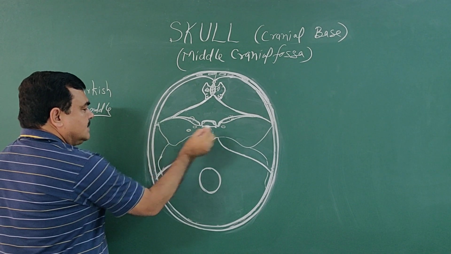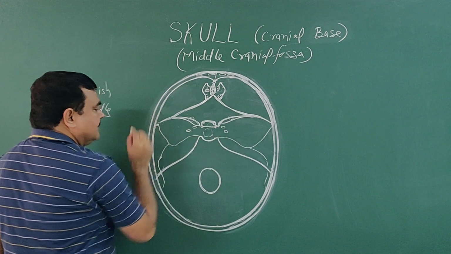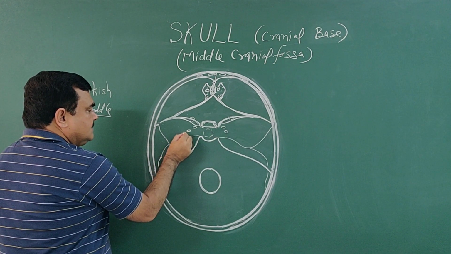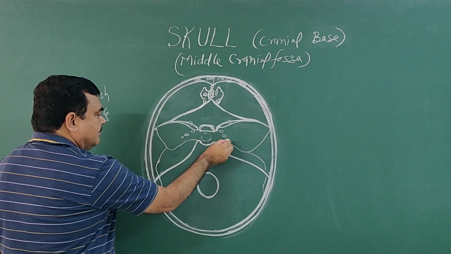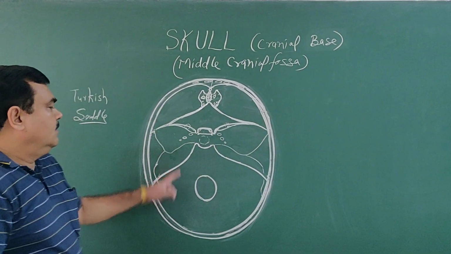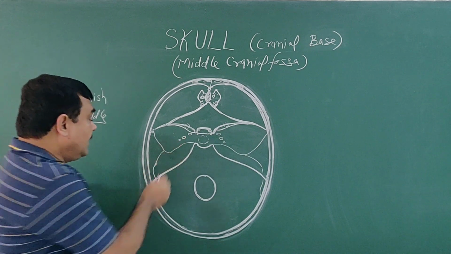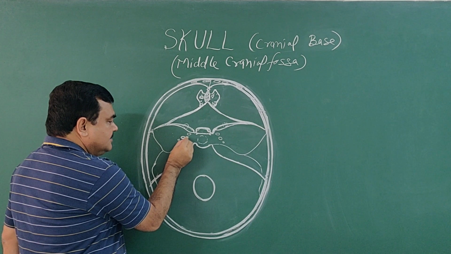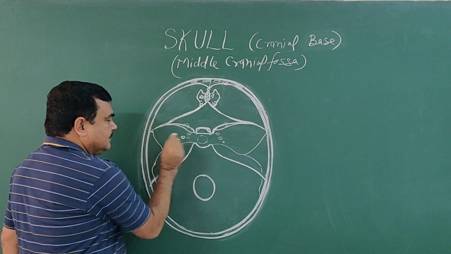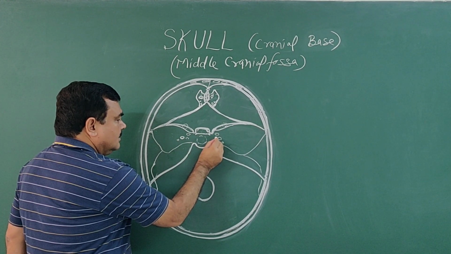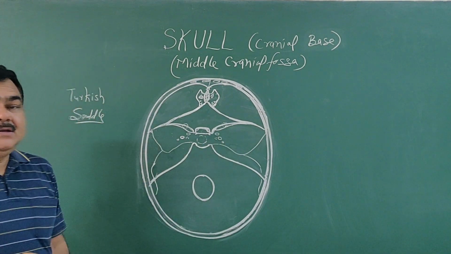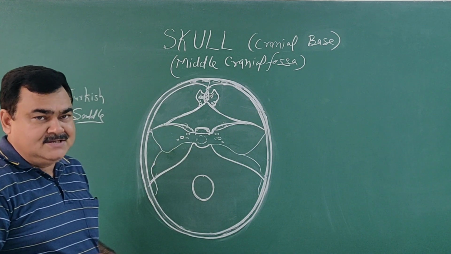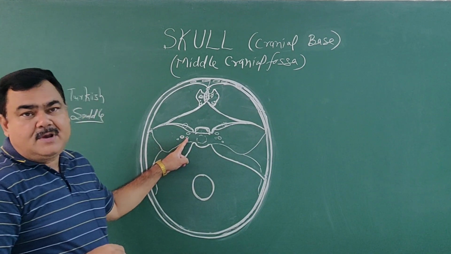Lateral to the foramen ovale, there is the foramen spinosum. Medial to the foramen ovale, sometimes small foramina are present. These are the sphenoidal emissary foramina of Vesalius.